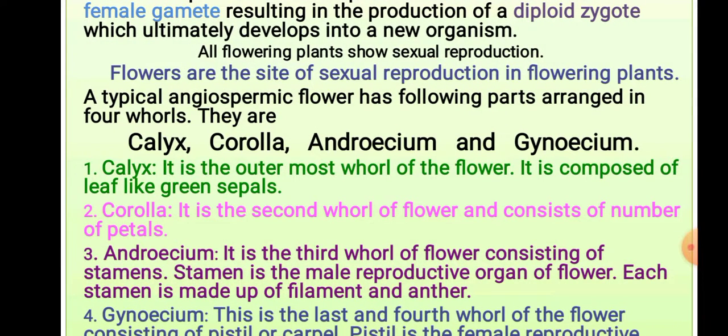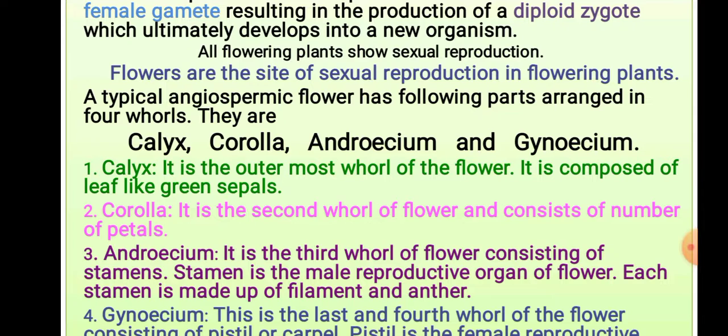Flowers are the site of sexual reproduction in flowering plants. A typical angiospermic flower has the following parts arranged in 4 whorls. They are calyx, corolla, androecium and gynoecium. Then how to understand these things?